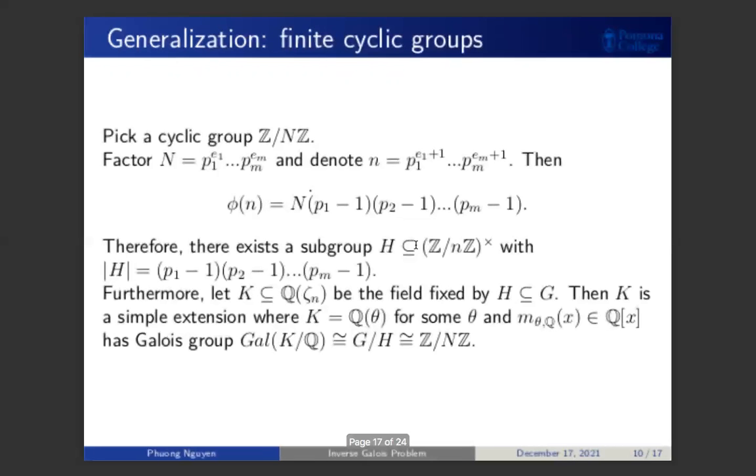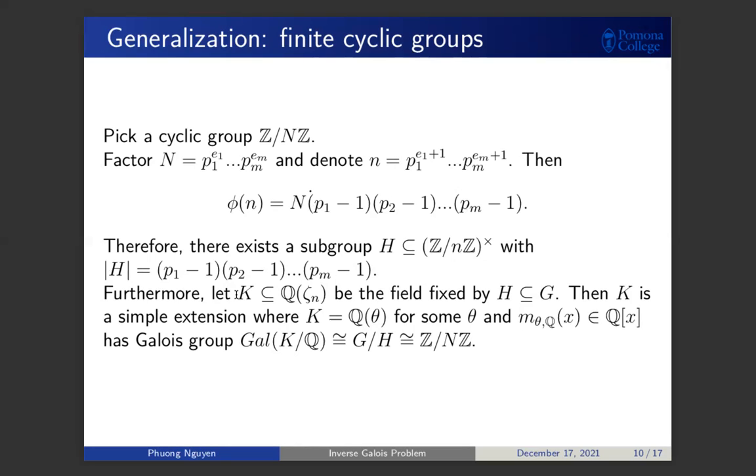So for all finite cyclic groups, what we can do, first we have some group that we want to realize as a Galois group, right? So Z mod capital N Z. Then we factor N into powers of primes and pick a bigger n, let's denote it small n, a bigger one compared to capital N, which is also a product of powers of primes p1 all the way to pk. Then phi of n is this, n times p1 minus 1 times p2 minus 1 all the way to pk minus 1. Then there exists a subgroup H of (Z mod nZ) cross with the size of H as this.